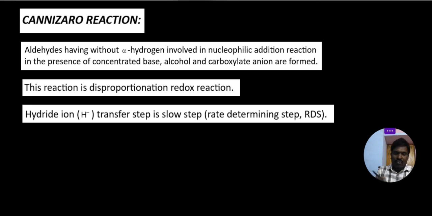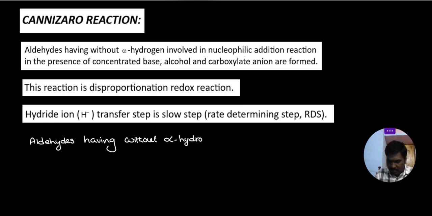So aldehydes without alpha hydrogen are involved. Without alpha hydrogen. Formaldehyde is the best example.